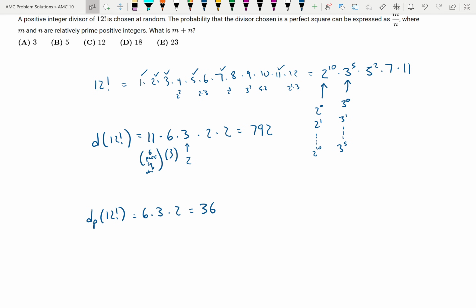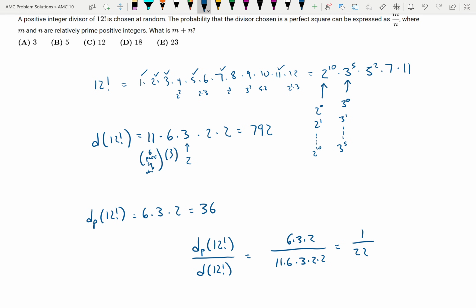So you could also just write this out. What we want to find is the number of perfect square divisors over the number of divisors of 12 factorial. Or sorry, this should be flipped: 6 times 3 times 2 over 11 times 6 times 3 times 2 times 2. And so we get 1 over 22.